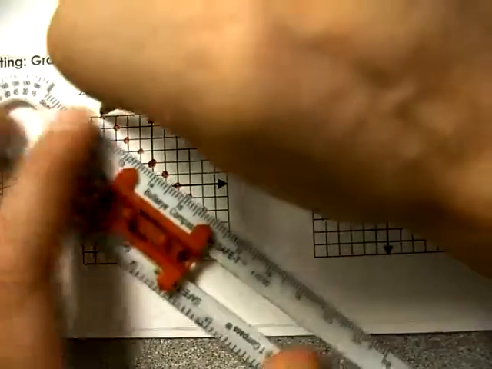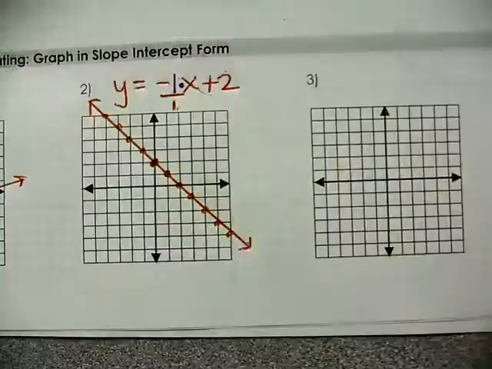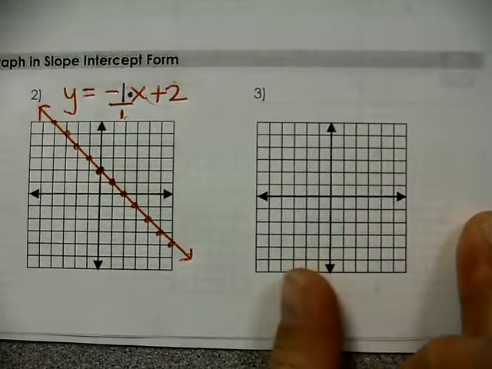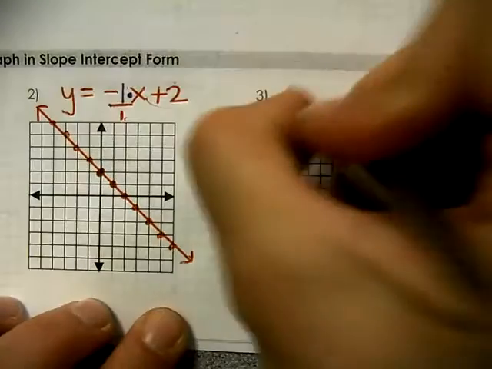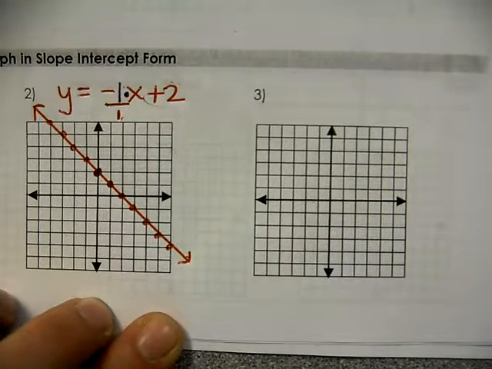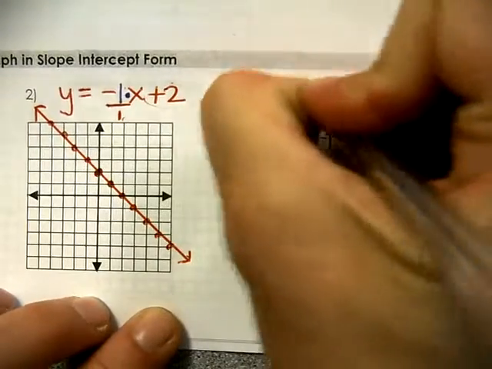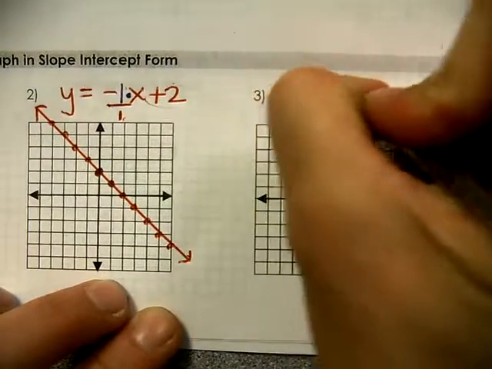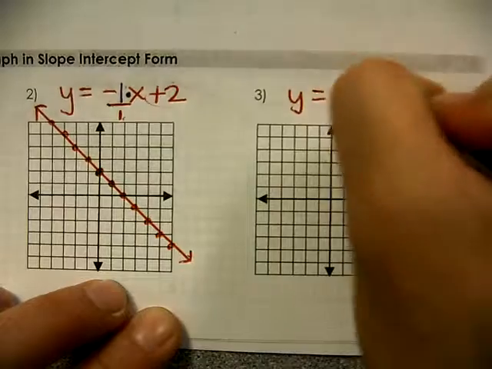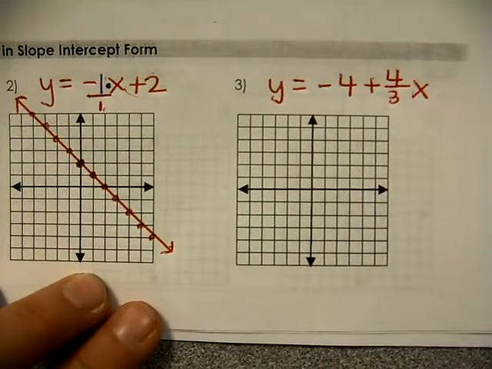And I connect my points, and I'm good to go. All right, number 3 is going to be y equals negative 4 plus 4/3 x. Go ahead and graph this one with your partner and pause the video.